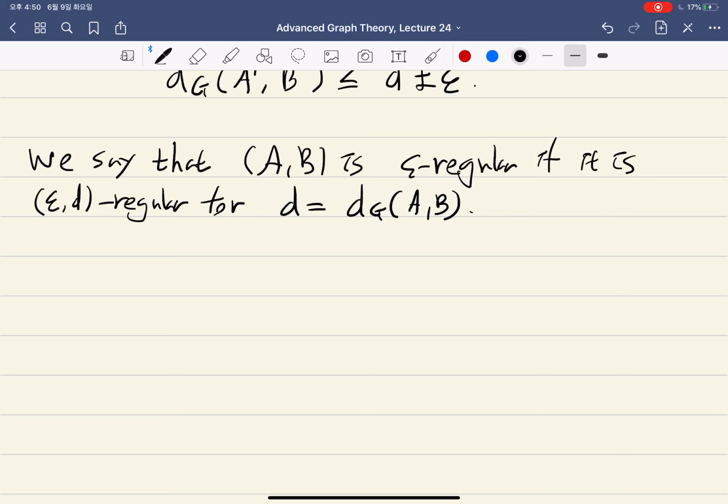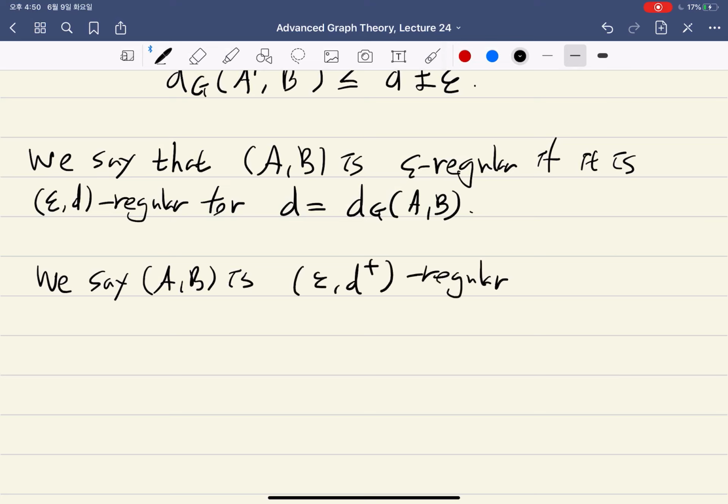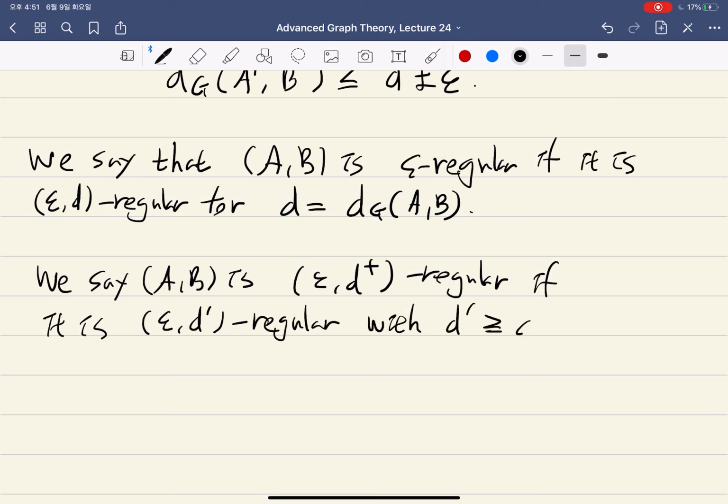And we say this AB is an epsilon D plus regular pair if it is epsilon D prime regular with D prime at least D.